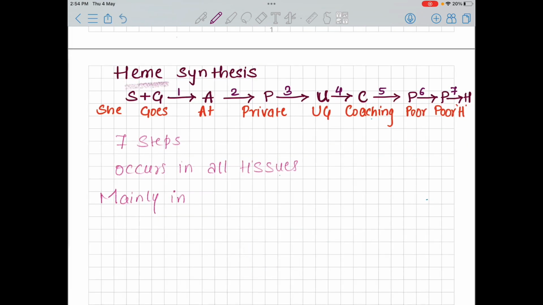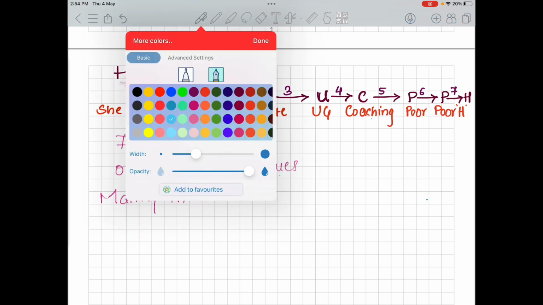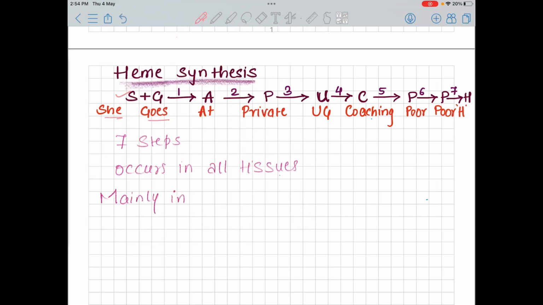Moving ahead, we'll go towards heme synthesis. For easy remembrance, I just made it see. Any person whose name starts with H, you can keep it over here. Okay. 7 steps are present over here in heme synthesis, and it occurs in all tissues.